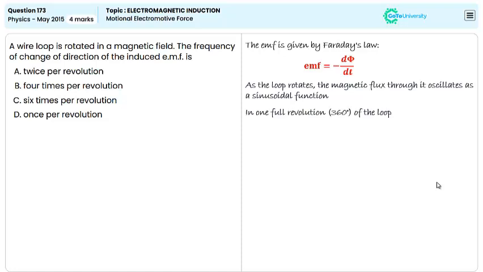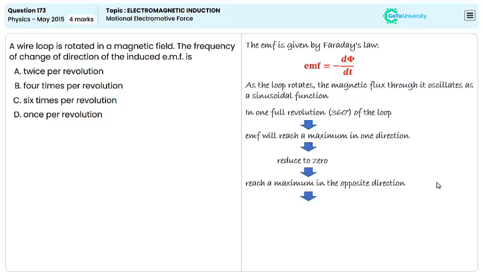In one full revolution of the loop, the EMF will reach a maximum in one direction and reduce to zero, reach a maximum in the opposite direction, and then return to zero. Thus, the direction of the EMF changes twice per revolution: once when it goes from positive to negative and once when it goes from negative to positive.